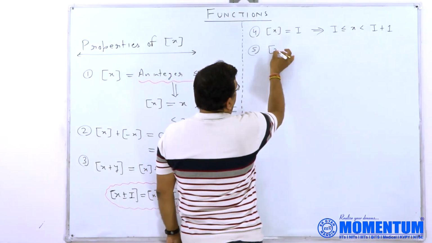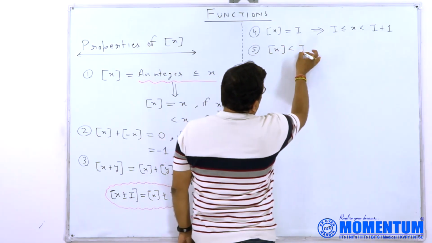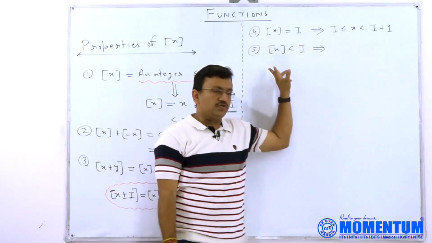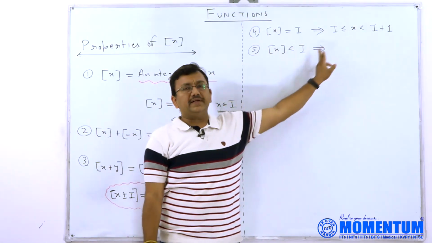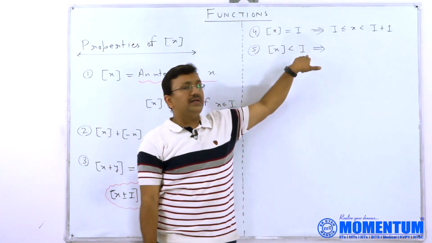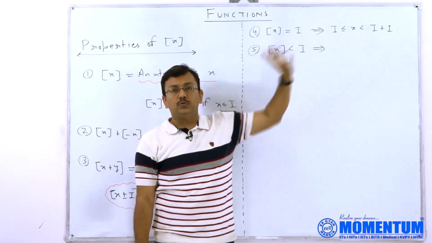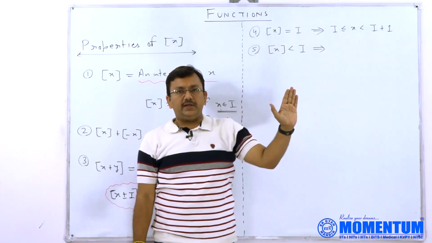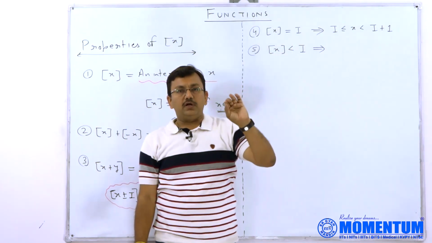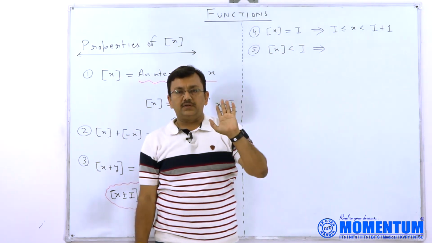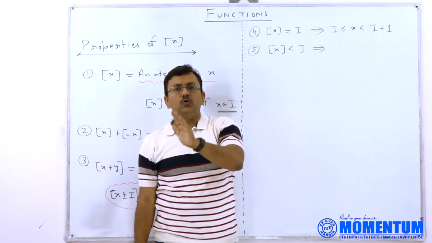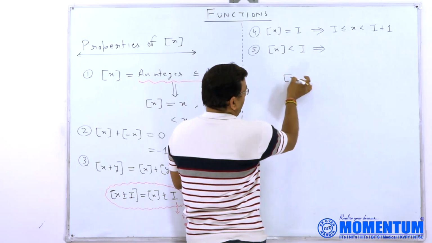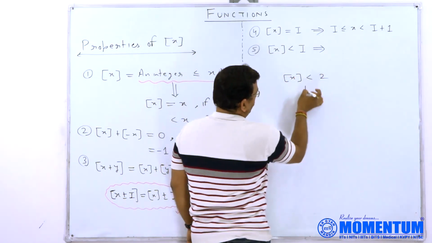Square bracket x less than I. Student, easily you can write the result by assuming some integer in place of I. Let's say 2. Square bracket x less than 2. So what can be the square bracket itself? Square bracket क्या होता है? Integer होता है. देखना. Square bracket x less than 2.